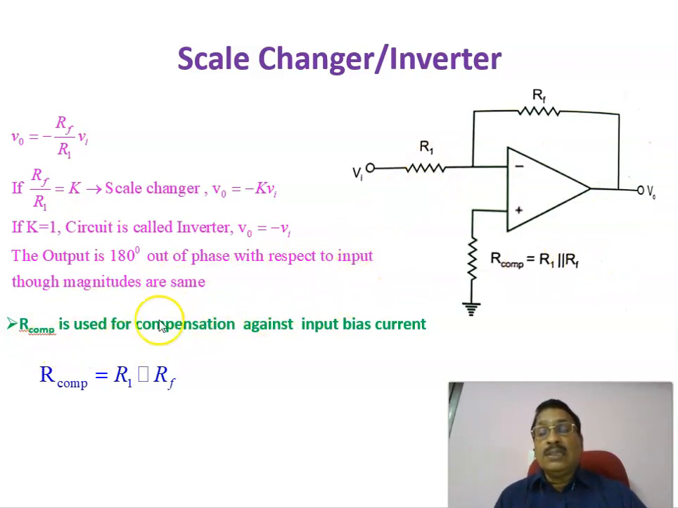And RComp is the compensation resistance, which compensates against the input bias current, and which is equal to the parallel combination of R1 and RF. Actually, that is the parallel combination of the input resistance, that is R1, and the feedback resistance RF.